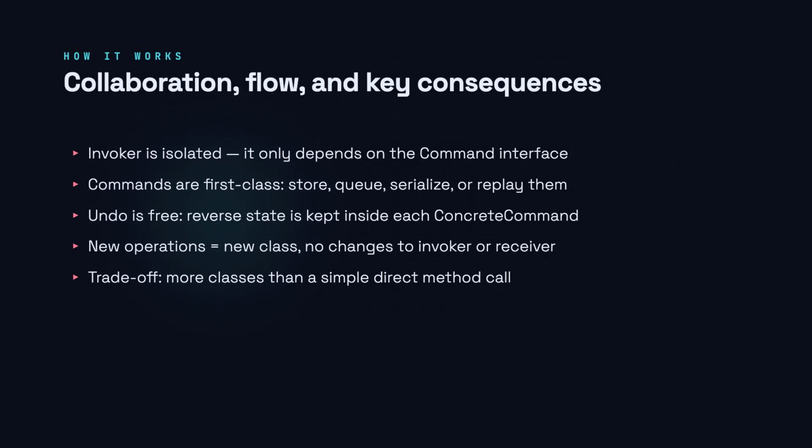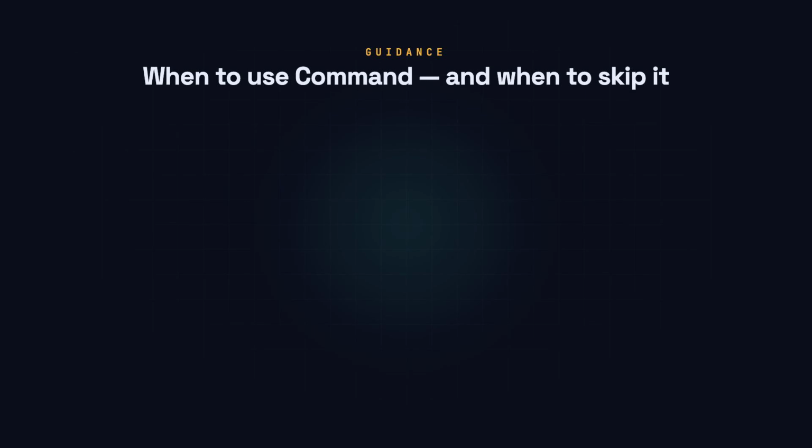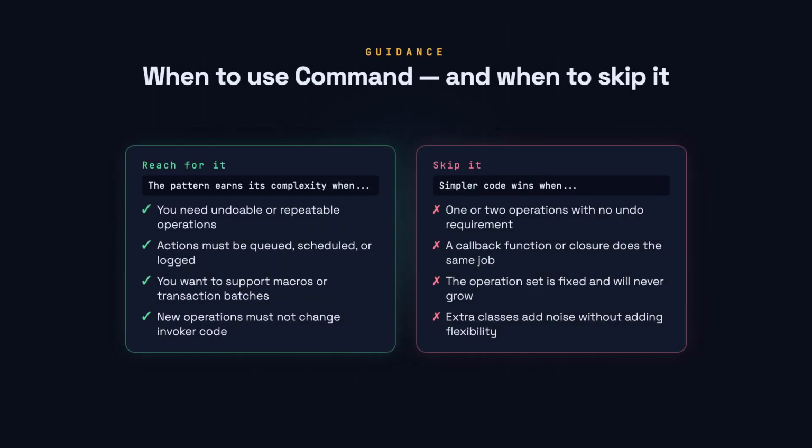when the operation set is tiny. Reach for command when you can clearly identify a need for undo history, queuing, logging, or macro replay. Those are the 4 scenarios where packaging a request as an object pays for itself immediately. Skip it when a simple callback or an inline function solves the problem. JavaScript and TypeScript support first-class functions natively, so passing a closure to an event listener is already a lightweight version of this idea. If you have 2 operations and no undo requirement, a whole class hierarchy is unnecessary ceremony.